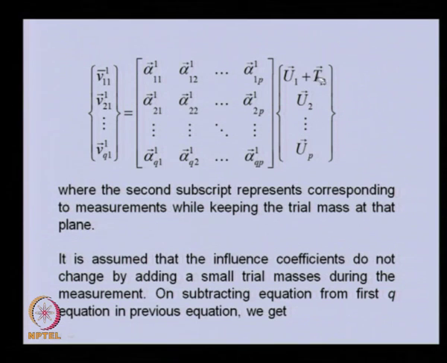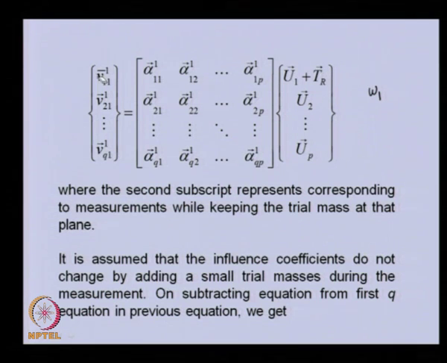So, we have kept it in the first plane, and let us say we are operating the rotor at one of the speeds, let us say omega 1. So, corresponding to omega 1 we define the influence coefficient like this. The superscript is representing that these influence coefficients correspond to omega 1 speed, and these responses are also at speed 1, but the second subscript is representing that there is a change in the response due to the trial mass.